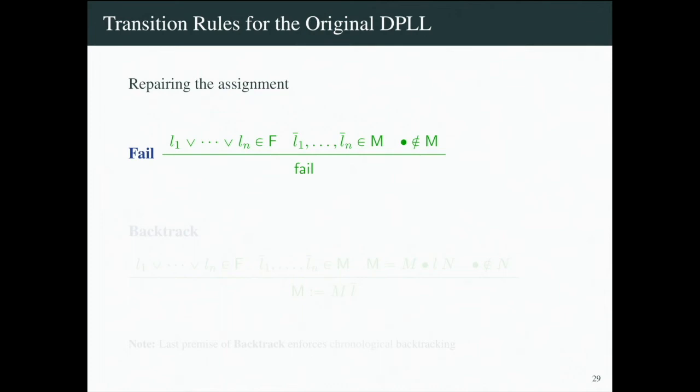Okay, there's a rule called fail, which just says if I have a clause that is false in the current model, M, and there's no decisions to undo, that means I've somehow reached a state where I know that the problem is not satisfiable. Then I just fail.